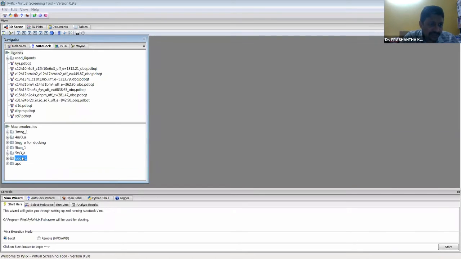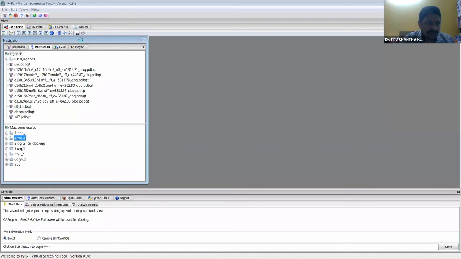If you look, most of the time everything will be saved with the PDB ID only. And here again there are a few ligands that we are working with. In your case, since it is the first time, everything will be blank. So you won't have any ligands, you will not have any macromolecules present. So that is fine.